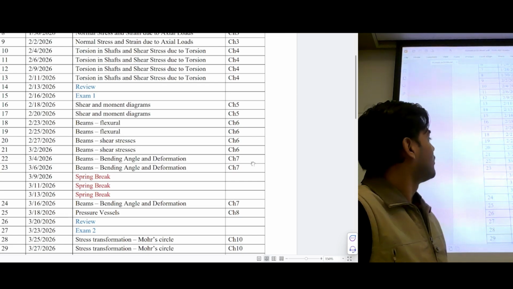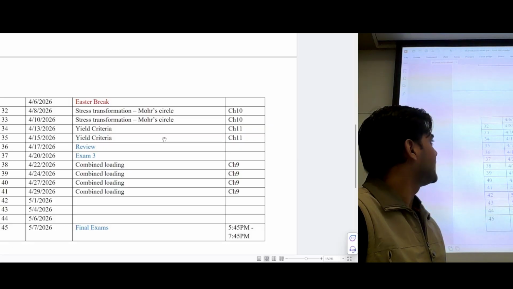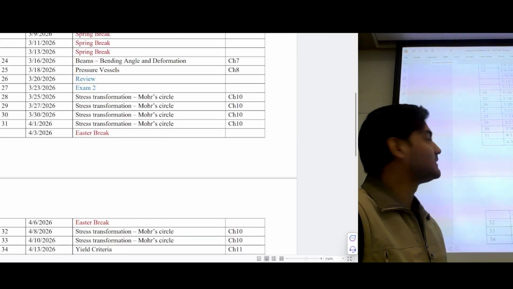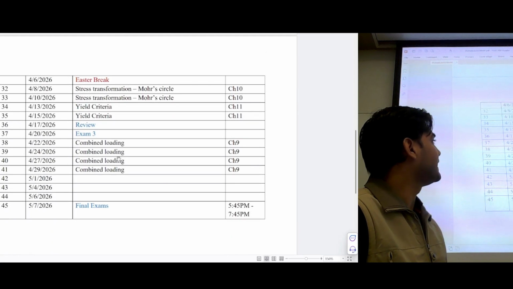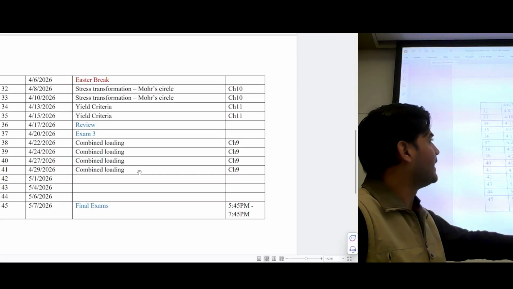On Friday, we were talking about the remaining chapters we have. So we have about three chapters left. One chapter is about stress transformation, one chapter is about yield criteria, and one chapter is about combined loading. So we talked about this on Friday.